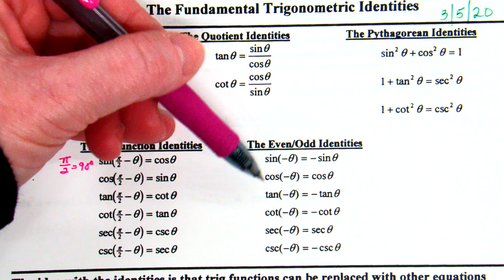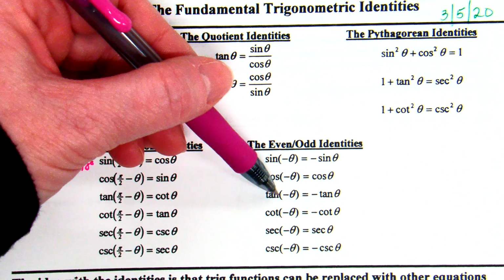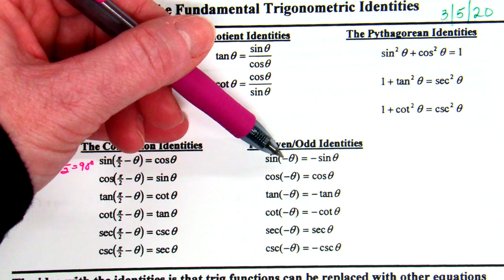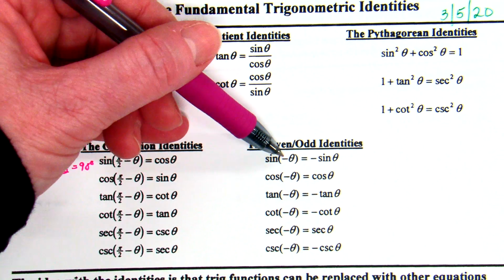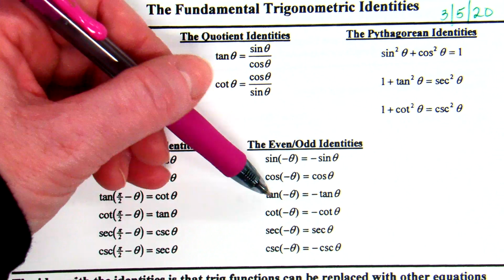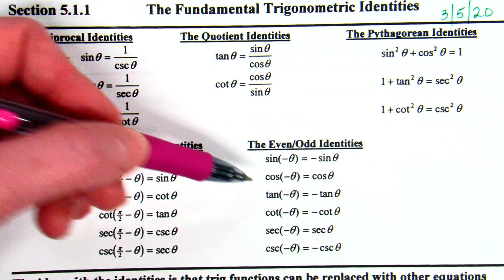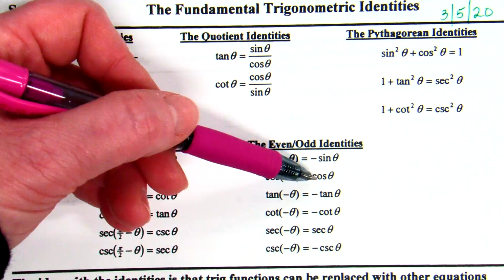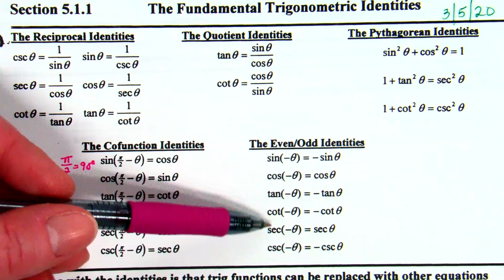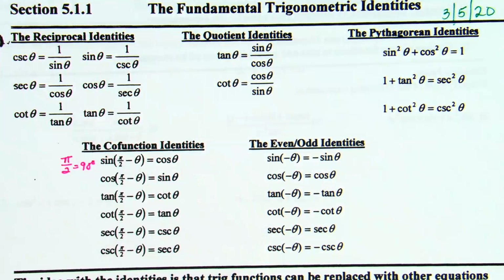Sine and tangent, for instance, are not even. They are odd, so the idea is sine of negative theta equals negative sine of theta. Tangent of negative theta equals negative tangent theta. Cosine is symmetric across the y-axis, and so cosine of negative theta equals positive cosine theta. You'll notice the cotangent, secant, and cosecant do the same thing the reciprocals do.